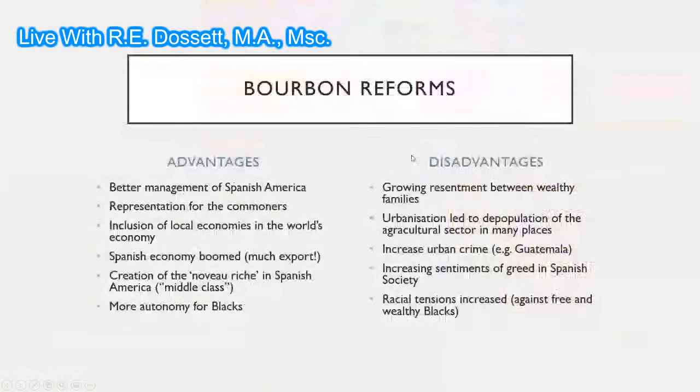Now, I'm going to talk about the advantages and disadvantages of reforming this feudalism. So the advantages were there was a better management of Spanish America. Obviously, the commoners felt represented was another advantage. So because of that, people felt more connected to the empire, as their nation.